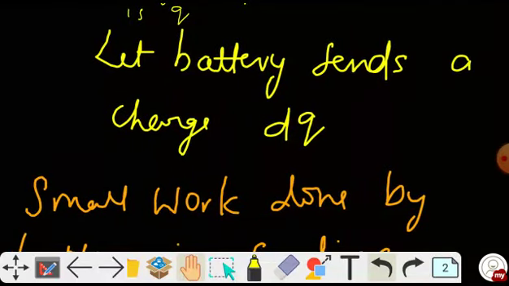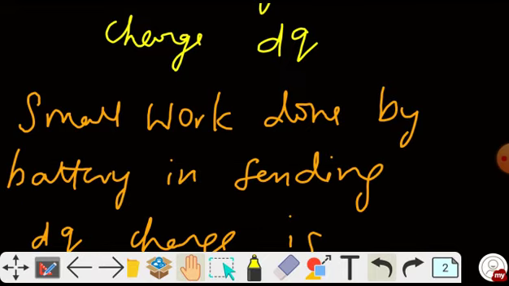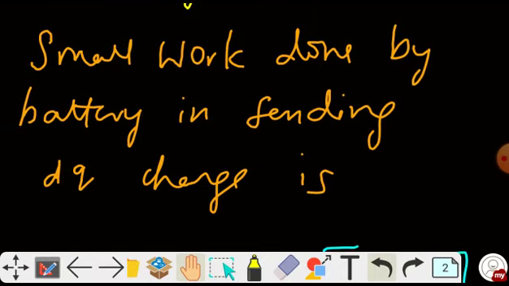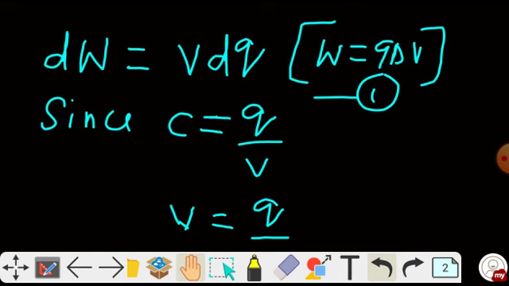So in order to further send this charge dq, the battery will have to do some work. So let's say the small work done by the battery in sending this charge dq to the capacitor is given by dW, which is equal to v dq. See, why v dq? We have used the formula of work done, that is q delta v. In this condition, the charge sent by the battery is dq. So in place of q, I have put dq.